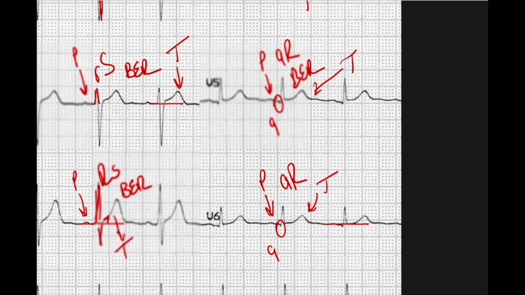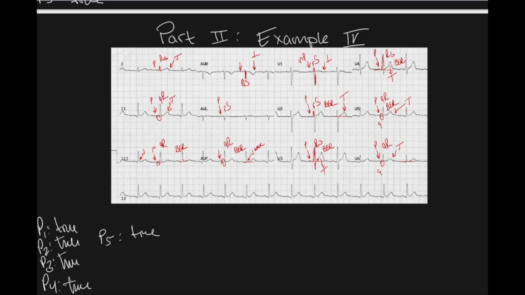So all in all, this looks like a relatively uneventful EKG, right? The most we found was some benign early repol. Not too shabby.